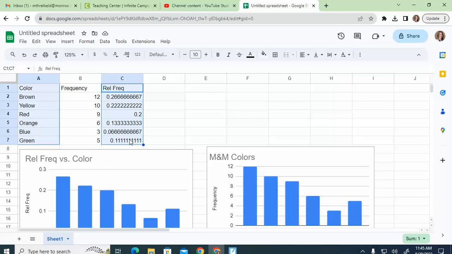Did everybody get both of those graphs to work? And you can change lots of different things about them, but this gives me everything I need. I've got my labels on my axes, got a title on my chart, so I'm good to go. All right. We're going to come back to this in just a second.